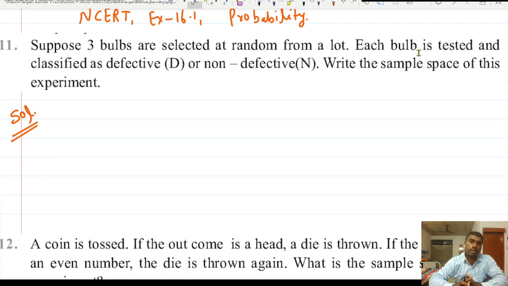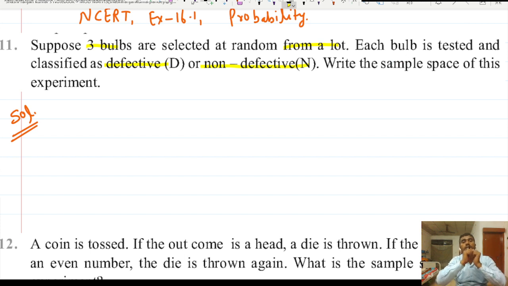So hello everyone, in this video we are going to discuss question number 11 of exercise 16.1, probability chapter. If you read the question first, it is given that we are going to select 3 bulbs from a lot of bulbs. Each bulb is tested and classified as defective or non-defective. So let us write the simplest case.